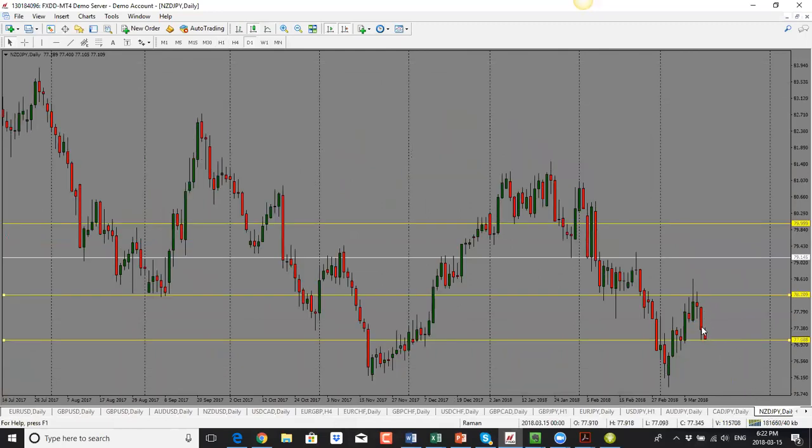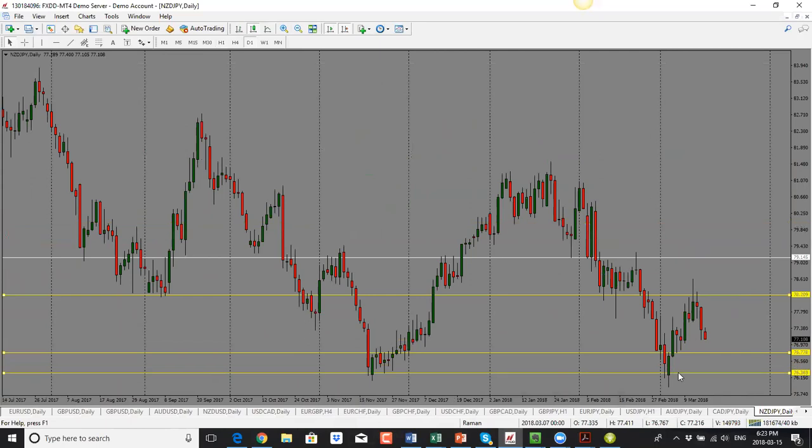Last one, New Zealand yen, big bearish candle close, looking for price to drop here. The first target for this one would be 76.80, which is not too far. The second target would be 76.20. So those are the two targets to the downside. Overall, the bias is to the downside for New Zealand yen as well.